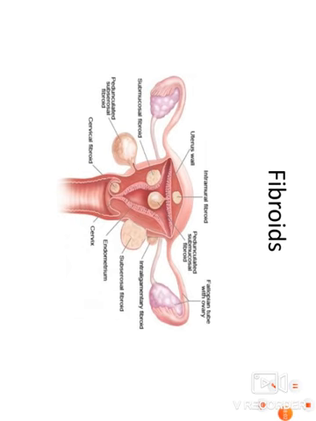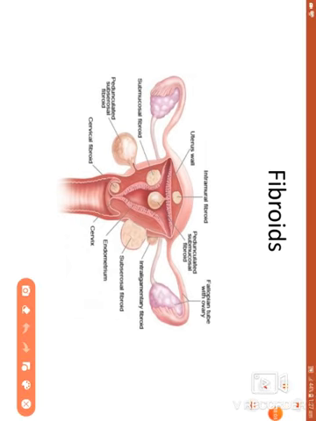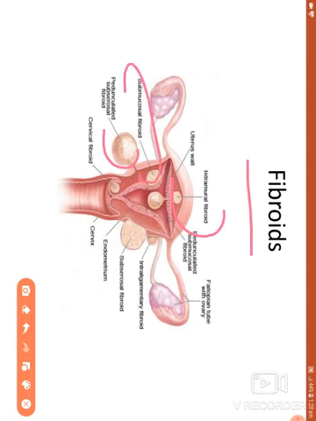Then here there are fibroids. Here you can see this is the abnormal growth. These are benign tumors inside and outside the uterus that are called fibroids. If it is outside, this is the subserous type. In the muscular wall, that is called intramural fibroids. In the mucosal layer, that is called submucosal fibroids.